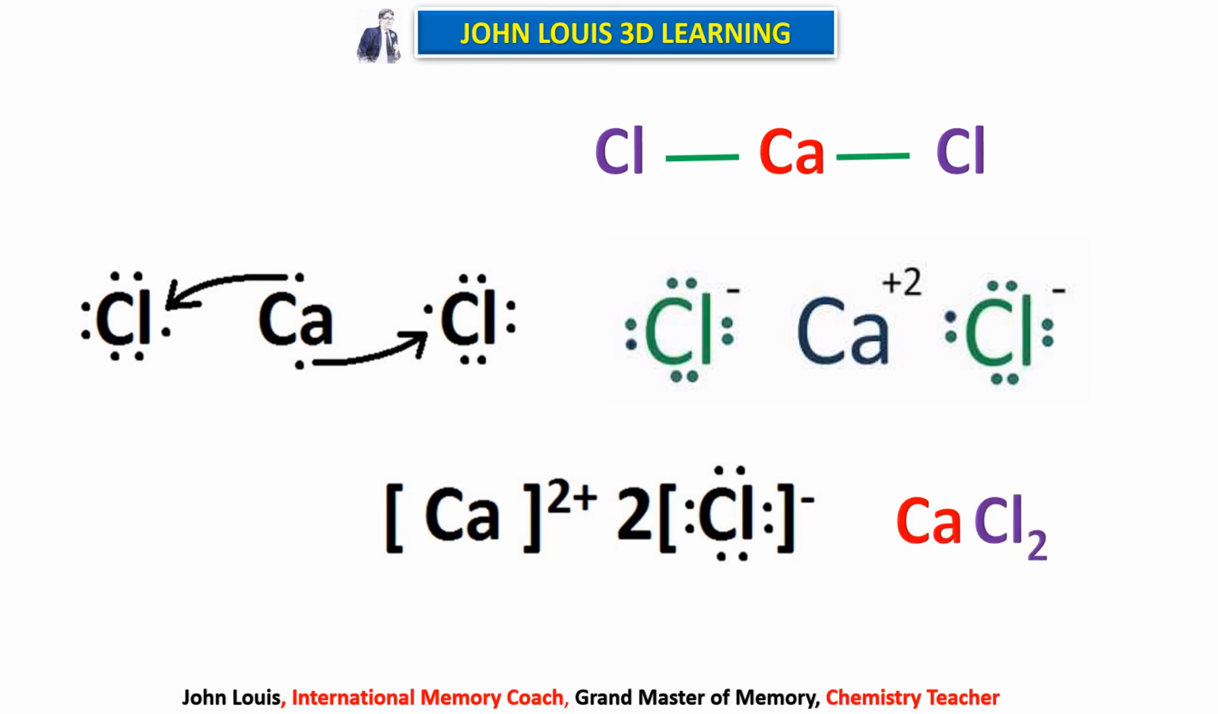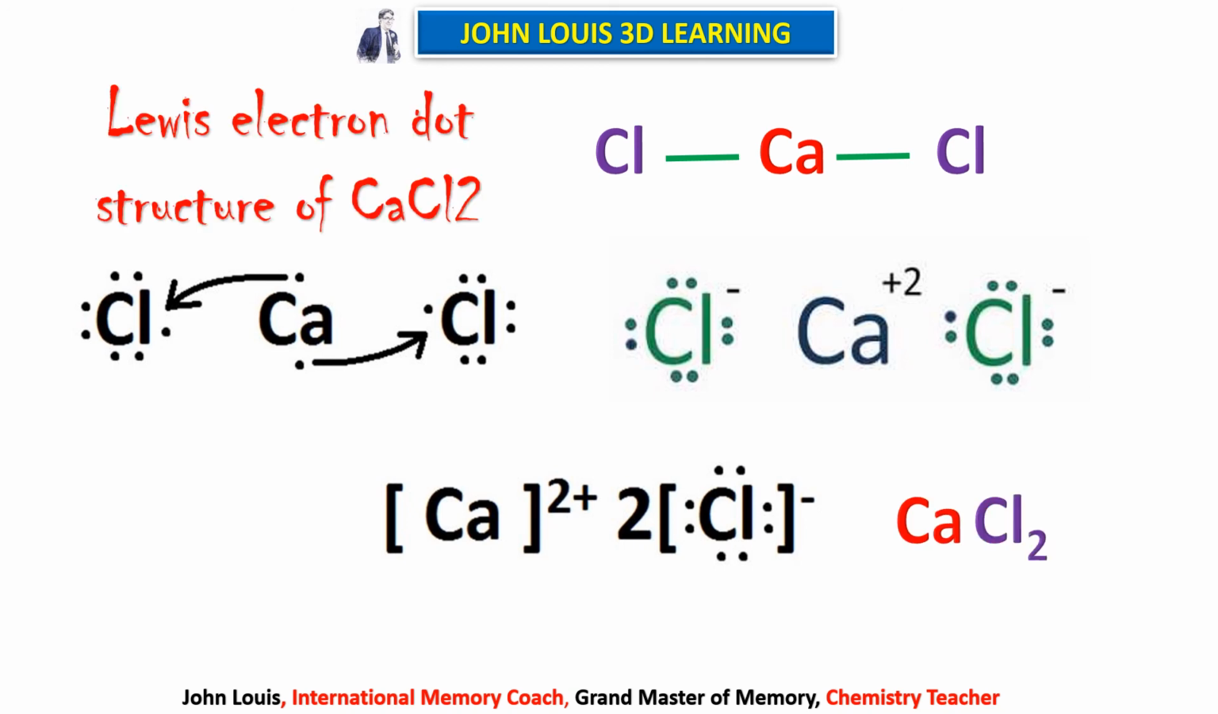So, CaCl2. This is the Lewis electron dot structure of calcium chloride. Hope you understood this, and you can easily remember a Lewis electron dot structure because my name is also Lewis. So, you can easily associate these electron dots with my name. So, it can be easily remembered.